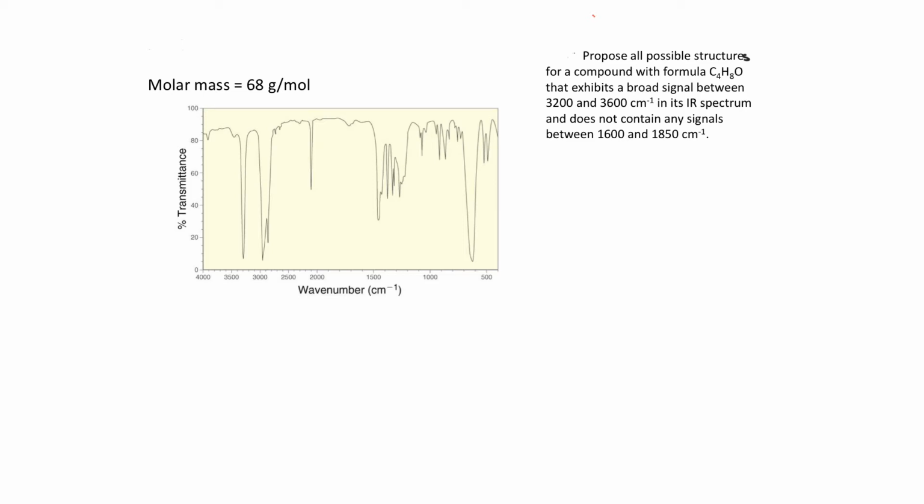Let's get some practice analyzing some IR data here. We have a spectrum over here, and we have just some word data for our second problem. So let's look at the first problem. We're given the molar mass of 68 grams per mole, and we're going to use molar masses with sig figs of about 2 in this section.